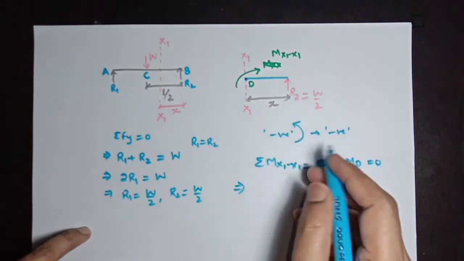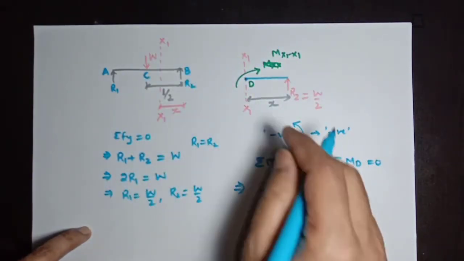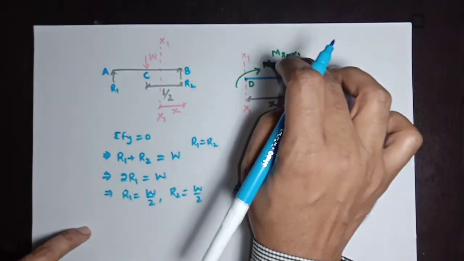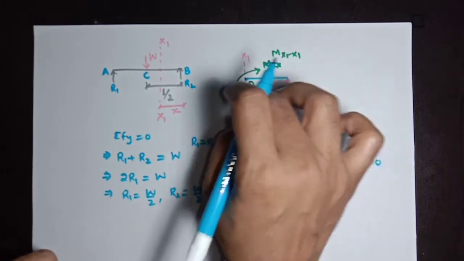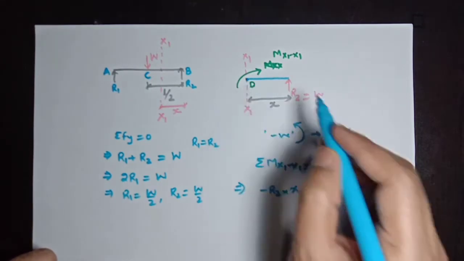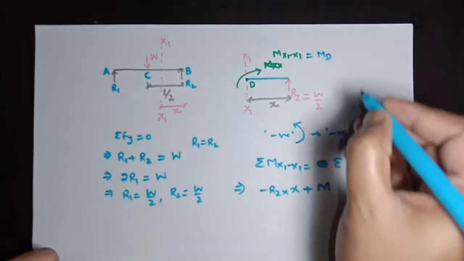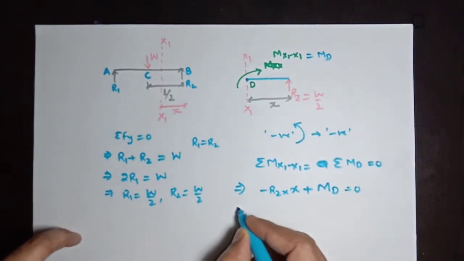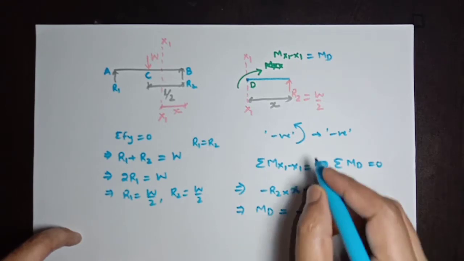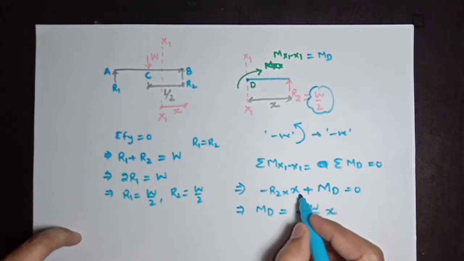Therefore, R2 will be creating anti-clockwise moment, so minus R2 multiplying with this distance x, and this moment Mx1 is in clockwise, so it will be positive. We are taking moment at D, so we will take it as MD. So MD equal to 0. This means moment at point D will be minus R2 x. In place of R2 we can put W by 2 into x.